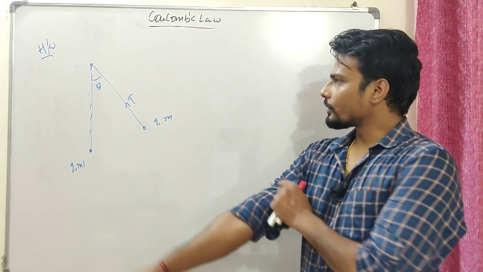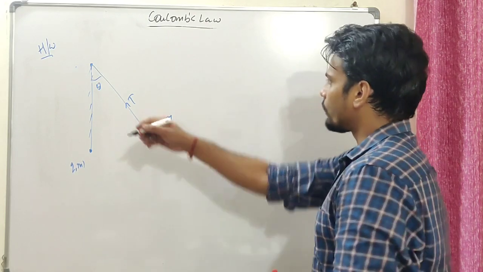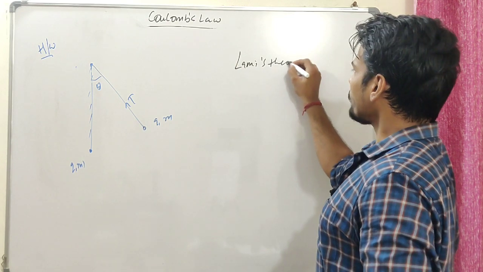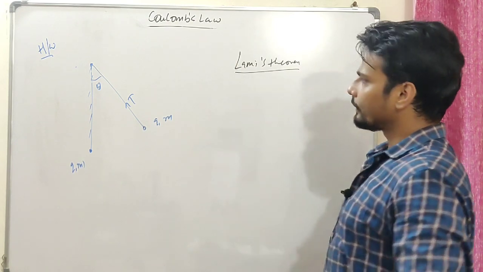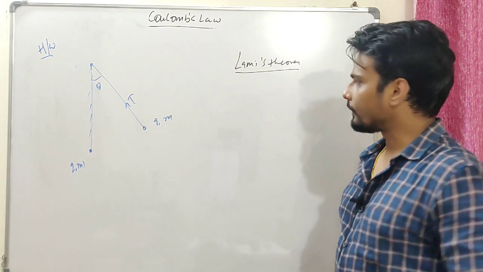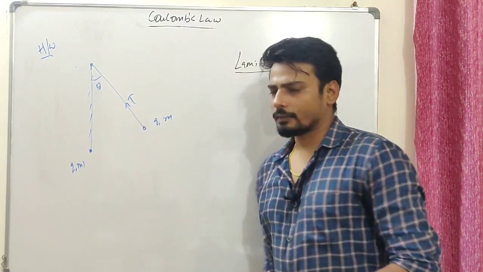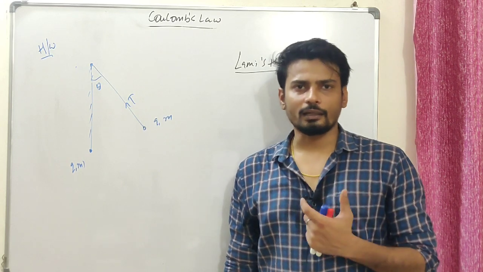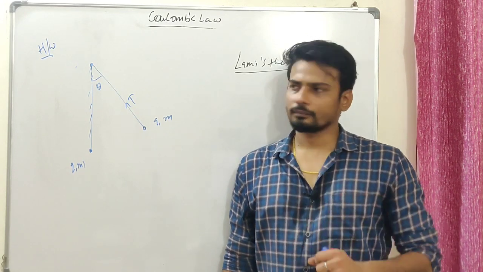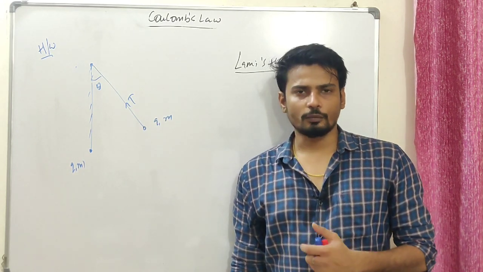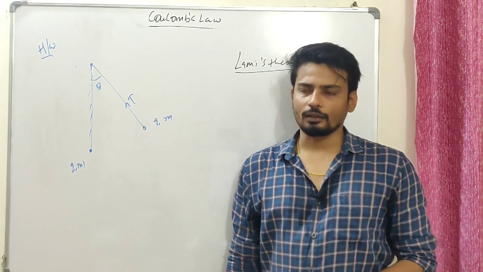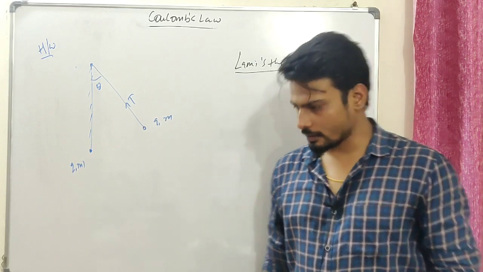Guys, I just want to tell you something about Lami's theorem before I solve this question. I'm sure you have heard about it; if not, I'm going to tell it right now. It says that if three forces act on a body in such a way that the body is in equilibrium, then the ratio of each force to the sine of the angle opposite to that force is a constant. Let me just explain this.